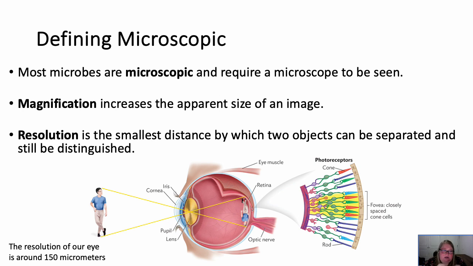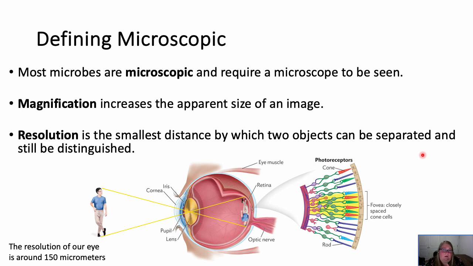So microscopes use two parameters, or two things by which they work. The first is magnification. So we define magnification as an increase to the apparent size of an object. So you can think about it as zooming in. Okay, the other parameter is resolution. So resolution is the smallest distance by which two objects can be separated and still be able to be distinguished. Okay, so what this means is how close can you get the objects and still tell the two objects apart from each other?